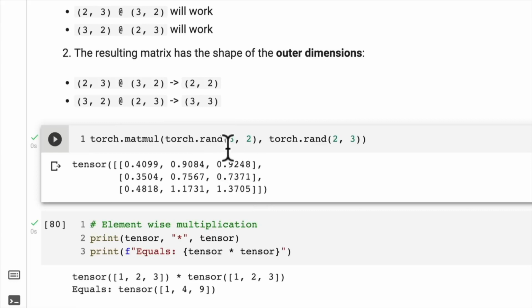Now, what if we were to change this? The 2 and 2 can be almost any number you want. Let's change them both to 10. What's going to happen? Will this work?